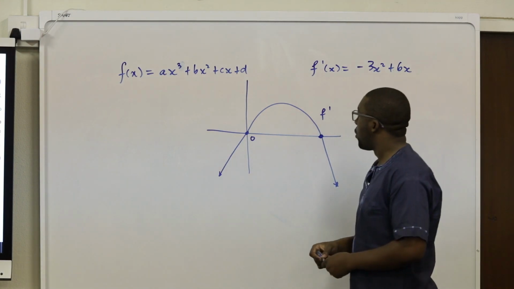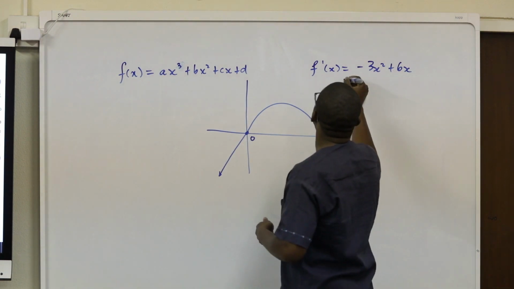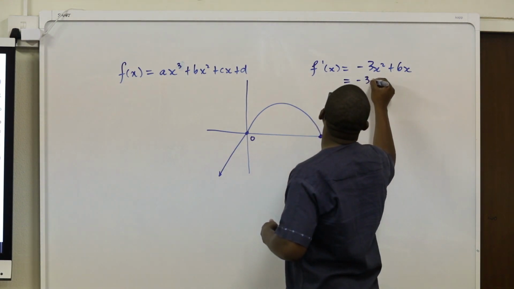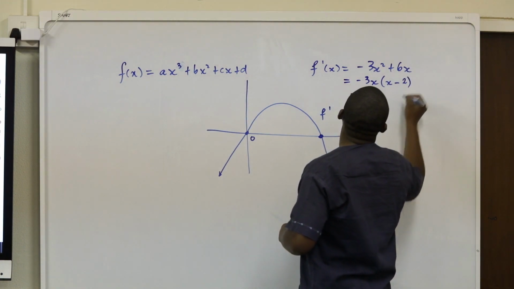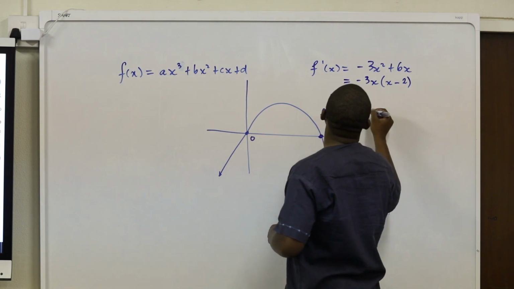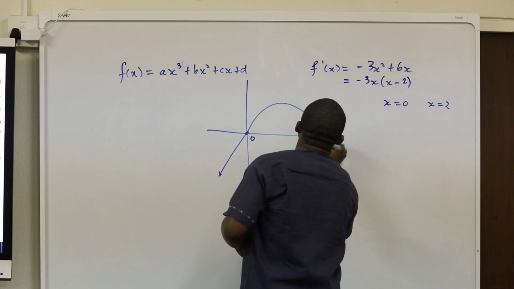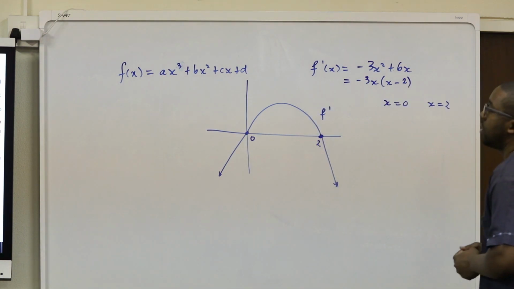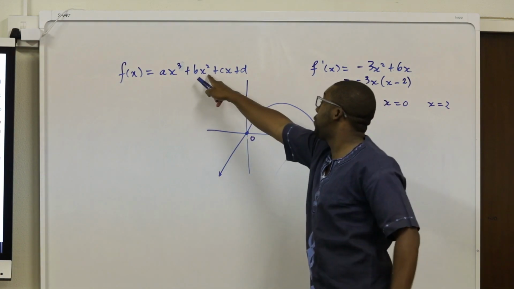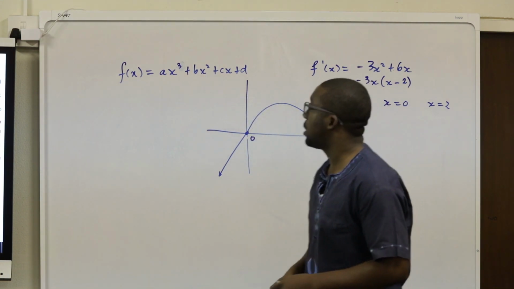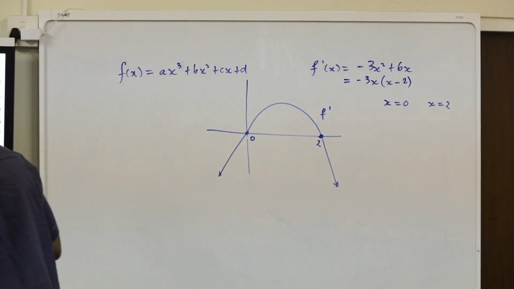Then if we know one of the roots is 0, we can easily figure out the second one by factorization. This is minus 3x, then x minus 2. Therefore, if it was equal to 0, that means x was equal to 0 and x was equal to 2. This corresponds to the first stationary point on the graph of f, and this would correspond to the second stationary point. Calculate the x-coordinate of the stationary points of f of x.